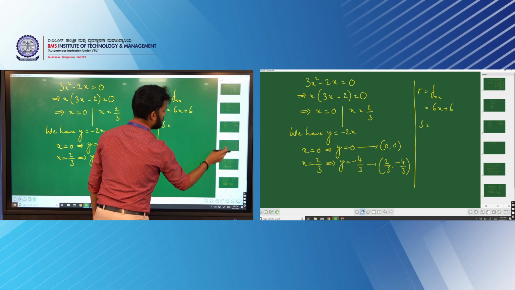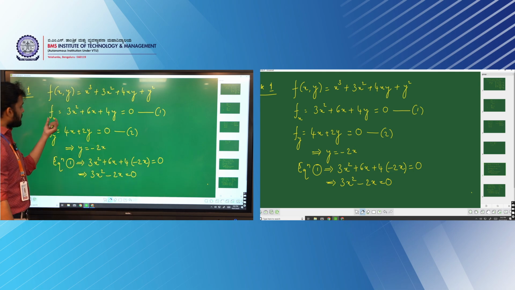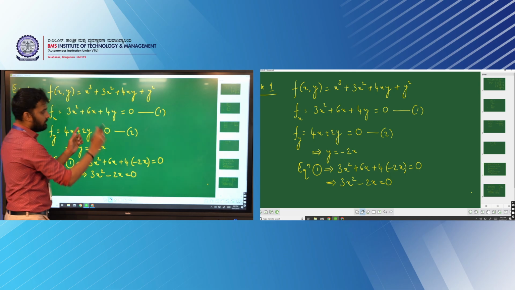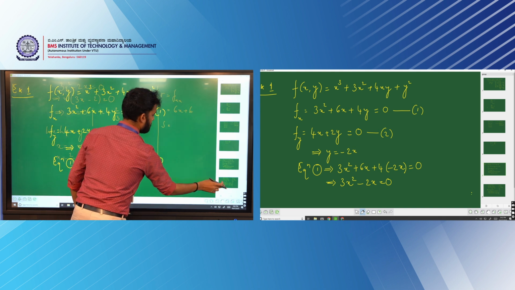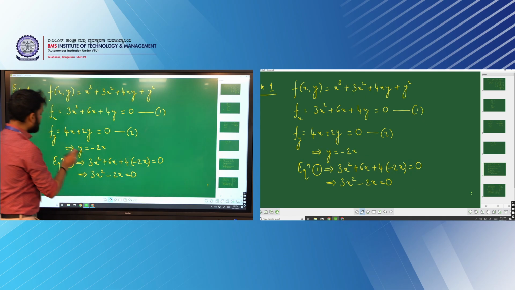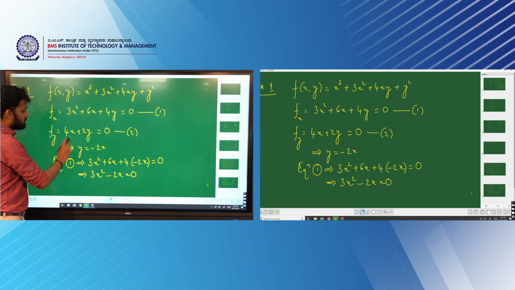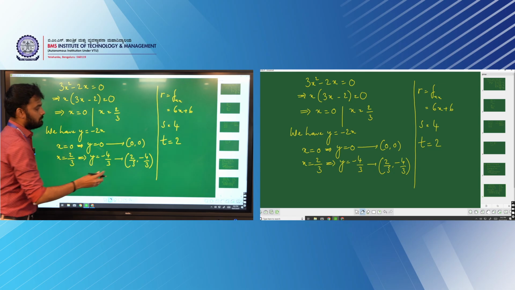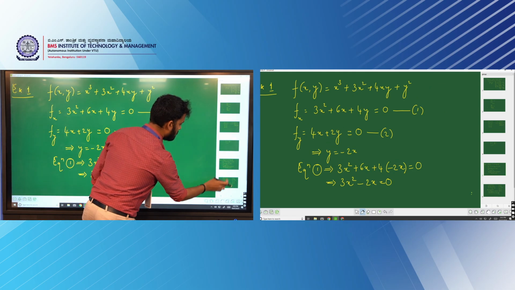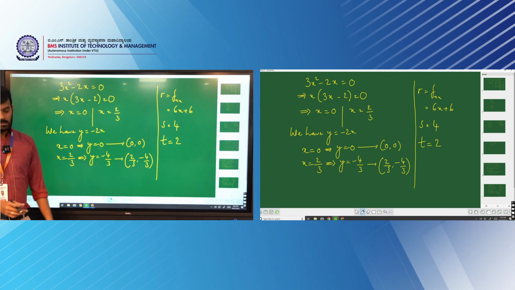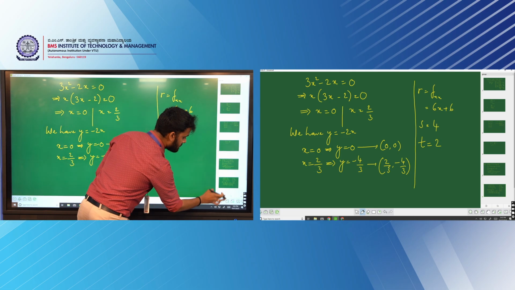S is going to give us, let's go back to fx. If I differentiate fx with respect to y, I'm going to get fxy, which is our s. So first two terms are going to be constants, yielding you 0. The only 4 is going to remain. S is 4 and t is the derivative of fy with respect to y again, which is going to give you 2. Now let us just quickly substitute the points.